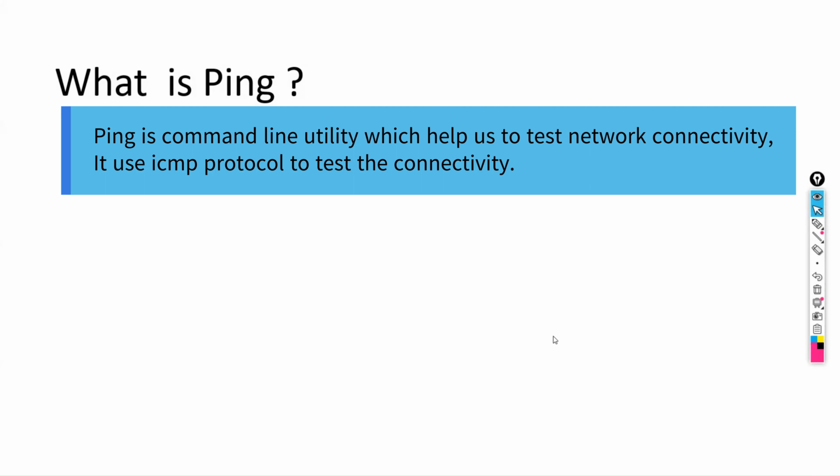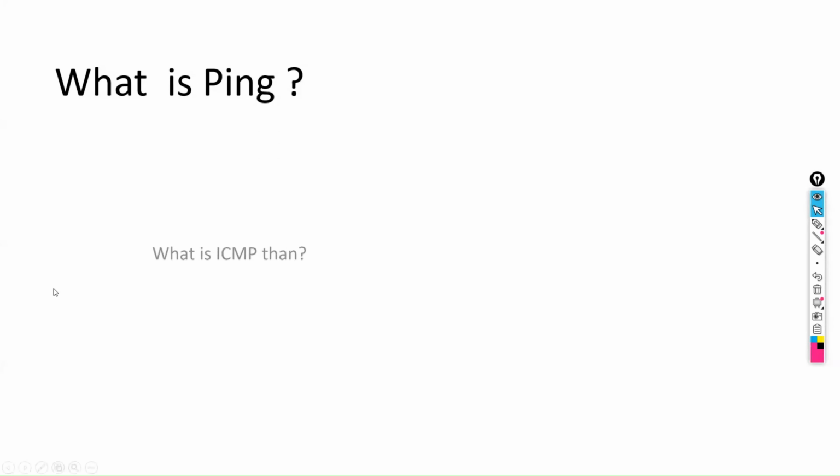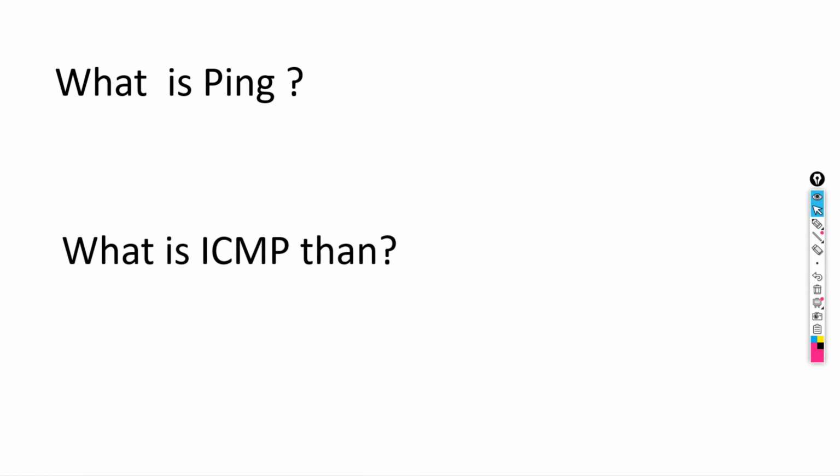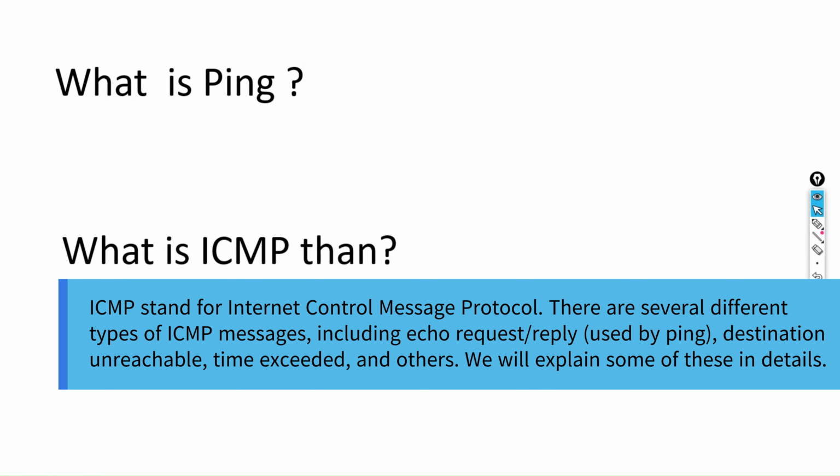So we discussed it uses the ICMP protocol. Then what is this ICMP overall, right? ICMP stands for Internet Control Message Protocol. There are several different types of ICMP messages, including an echo request and reply used by ping. So what ping uses is the echo request and echo reply. We will get into detail on how it works, right? Also, it uses destination unreachable and time to live exceeded and others. We will explain some of these in detail, right?